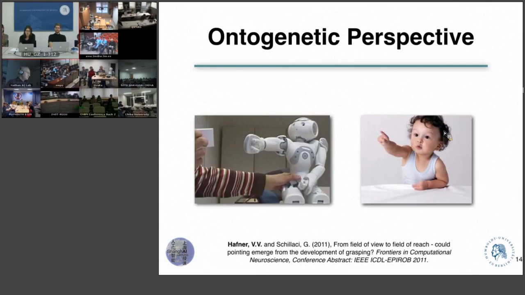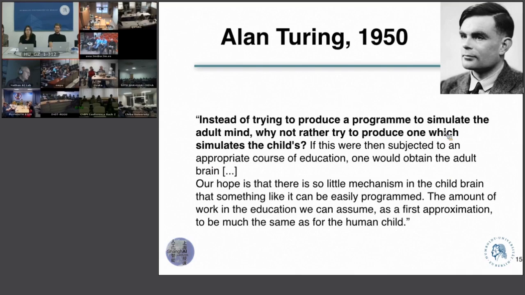So let's start with a person you all know, Alan Turing. He's not only famous for the Turing machine and the Turing test, but he's also one of the first to suggest artificial development principles. So already in 1950, he had this idea and he wrote this text here. He said, instead of trying to produce a program to simulate the adult mind, why not rather try to produce one which simulates the child's? And if this were then subjected to an appropriate course of education, one would obtain the adult brain.